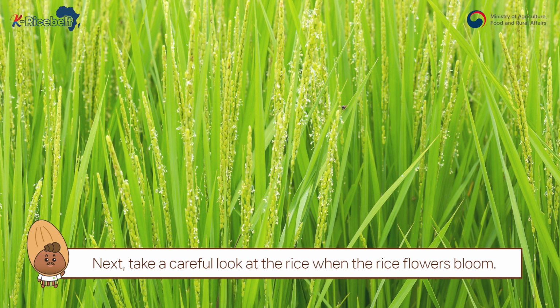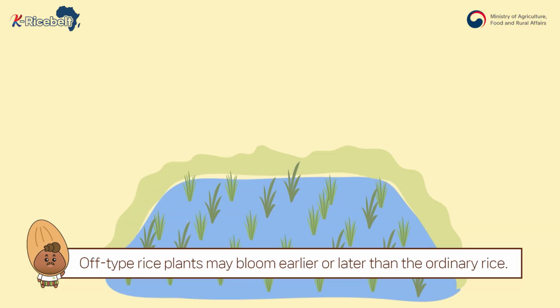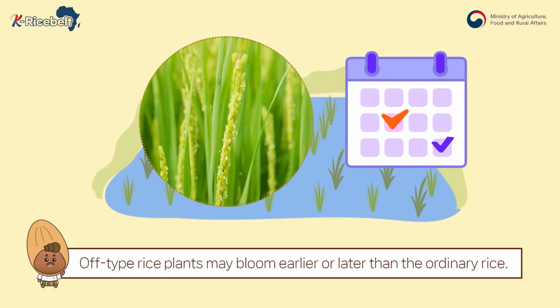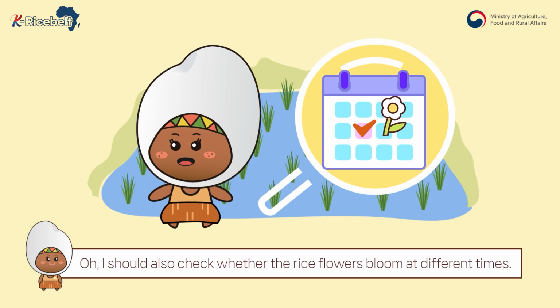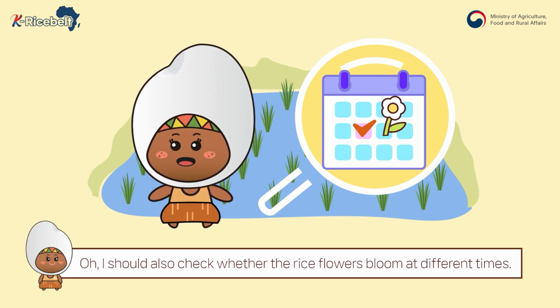Next, take a careful look at the rice when the rice flowers bloom. Off-type rice plants may bloom earlier or later than the ordinary rice. If you find rice that blooms at a different period, remove it. Oh, I should also check whether the rice flowers bloom at different times.